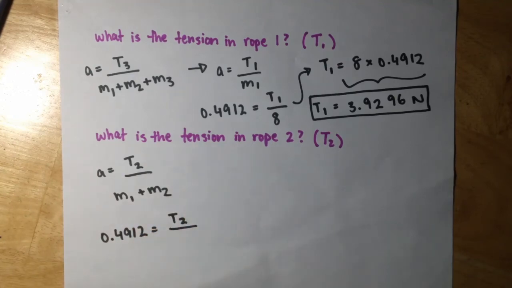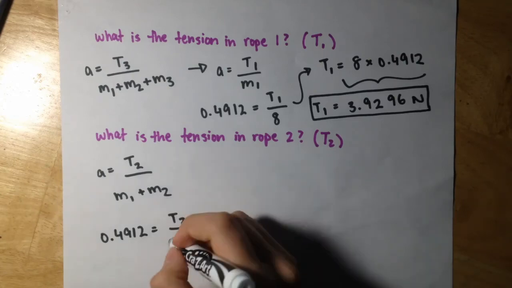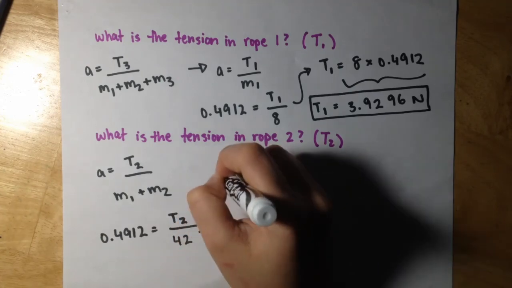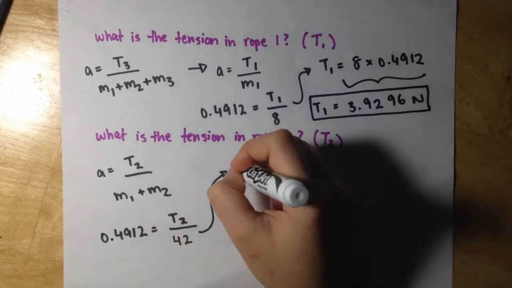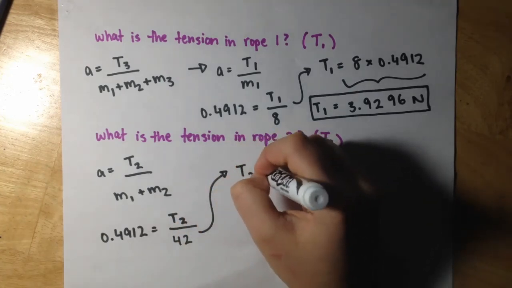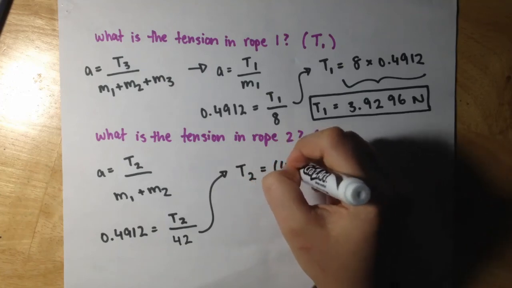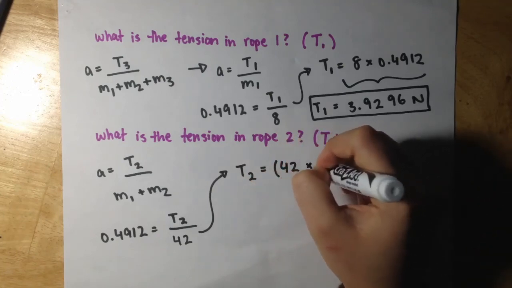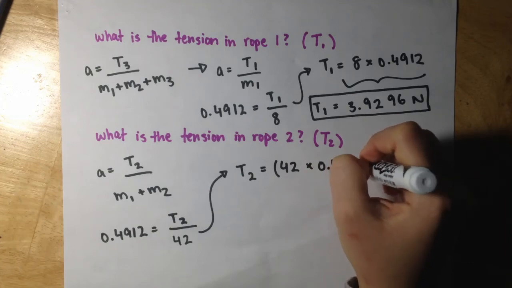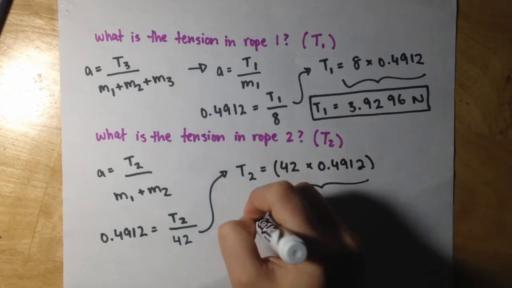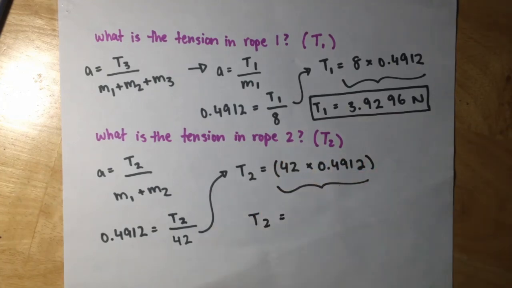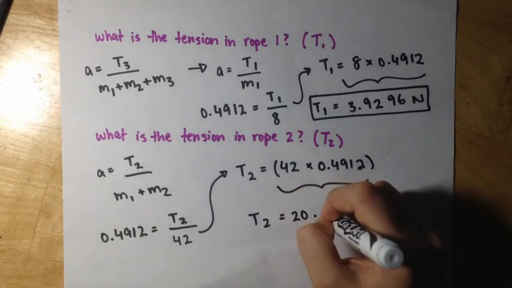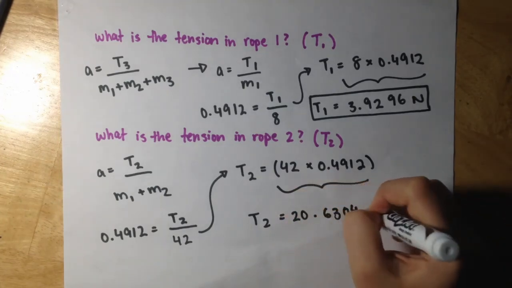So T2 divided by mass 1 plus mass 2, that's 8 plus 34, or 42. So we can multiply 42 over to the other side to separate T2. So T2 is equal to 42 times 0.4912, and we can put that into the calculator to get T2 equaling 20.6304 newtons.